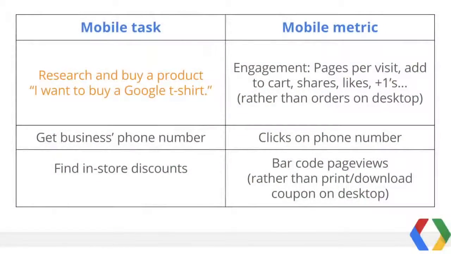For instance, if a user wants to research and buy a product, like a Google t-shirt, we could include mobile metrics of engagement, counting micro-conversions like pages per visit, add to cart, etc., rather than just orders, as we might do for desktop. Or, if a common mobile task is to obtain a business's phone number, the metric can be measured by clicks on the phone number.